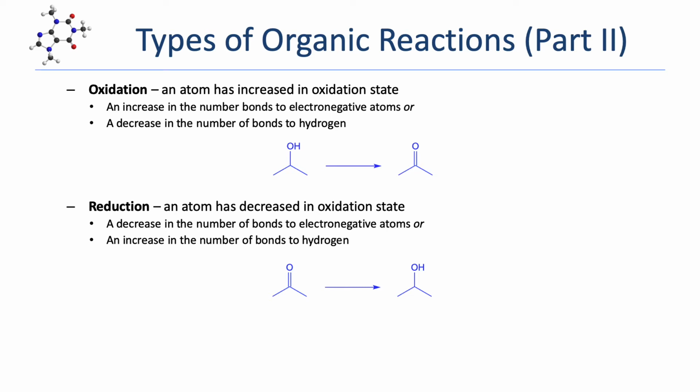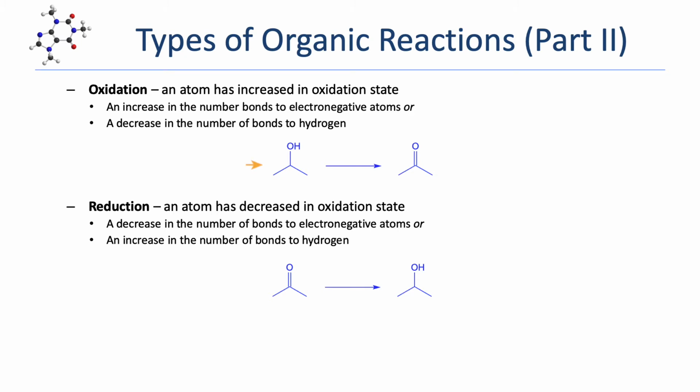Now, the way that a covalently bonded atom gains or loses electron density is through manipulations of the number of bonds it has to electronegative atoms. An electronegative atom is going to pull electron density away from the atom it's bonded to. So an oxidation is an increase in the number of bonds to electronegative atoms. Oftentimes, oxidation results in a decrease in the number of bonds to hydrogen. And if either of these two things is happening, it's considered an oxidation.